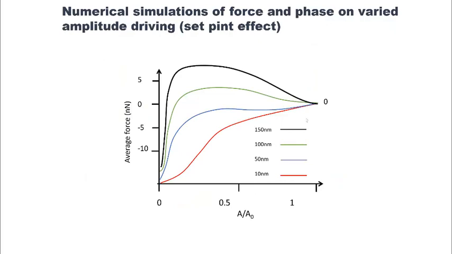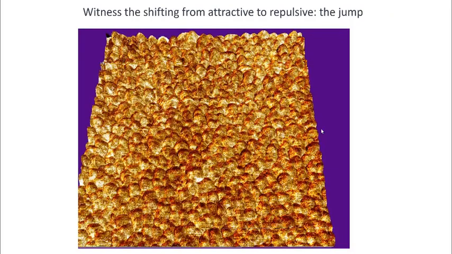Now, this is a simplification of the points I just discussed: if you drive the tip at a very small amplitude, when it oscillates at only 10 nanometers, in a wide range of set points, the force will be negative, or attractive. And if you drive the tip to oscillate at large amplitude, in this case 150 nanometers, in a very large range of set points, the force will be positive. That's great. Let's take a look at the attractive to repulsive region.